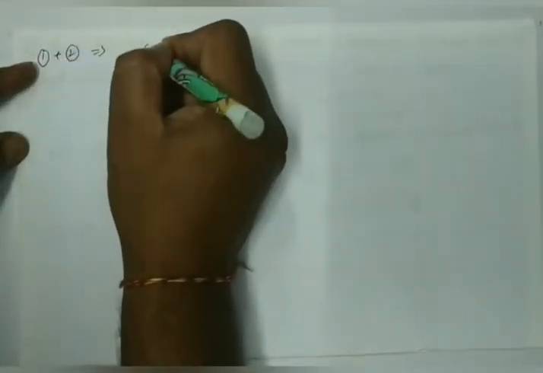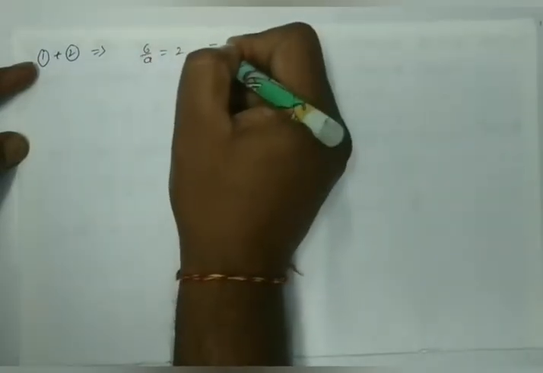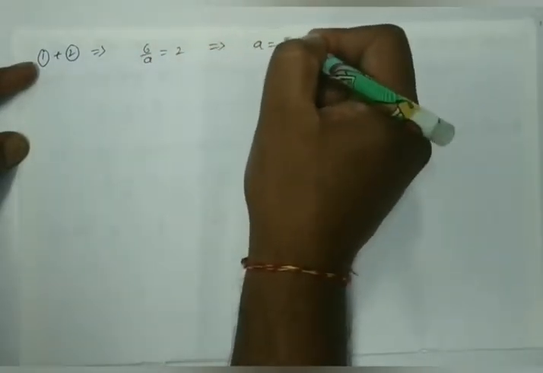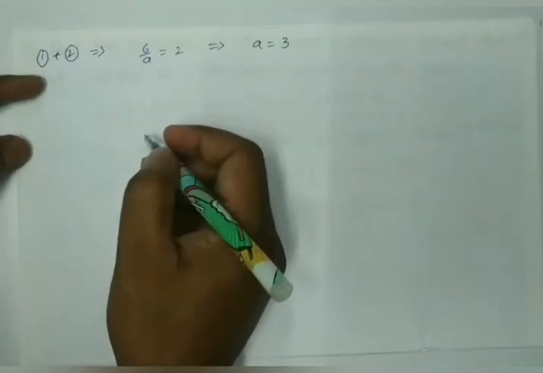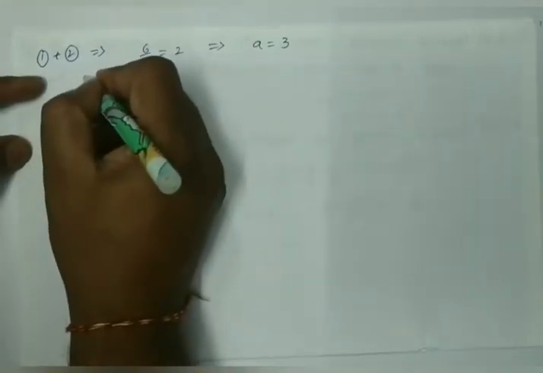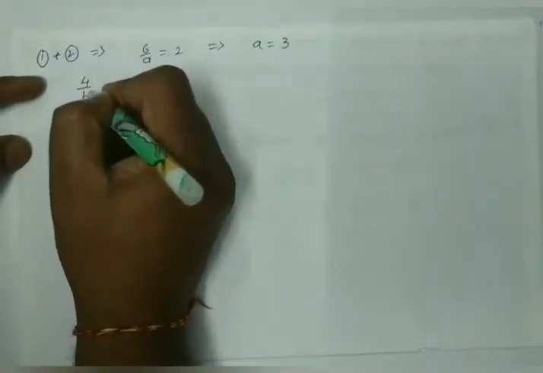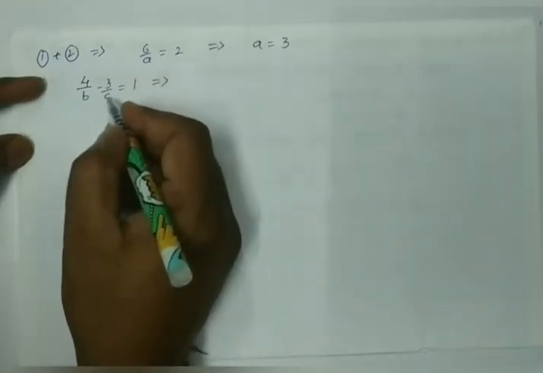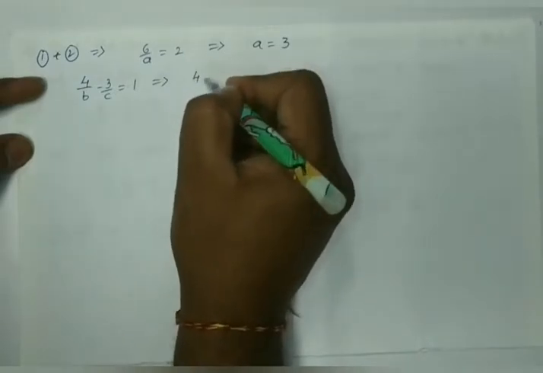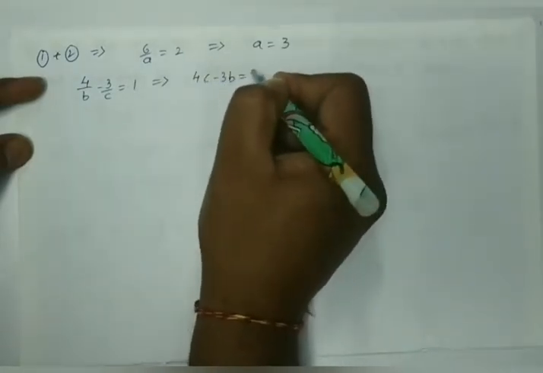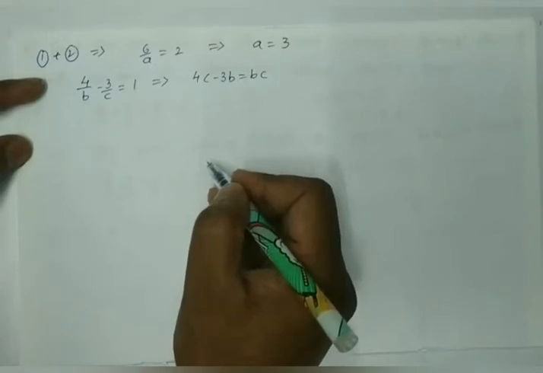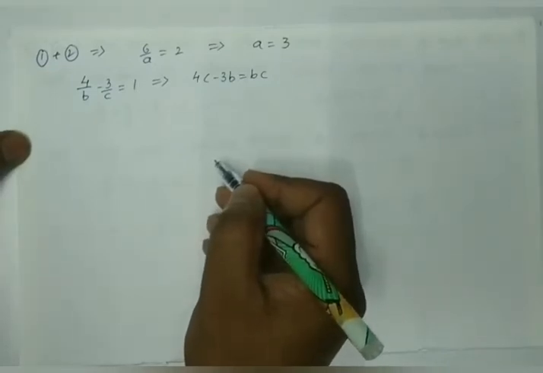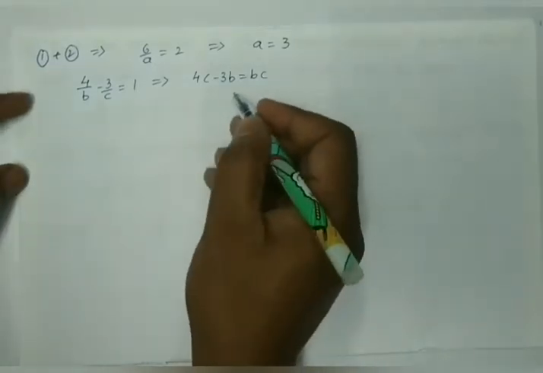By adding equations 2 and 3, we get 6 by a is equal to 2. From this we get a as 3. Now from equation 3, 4 by b minus 3 by c is equal to 1. Here this equation can be written as 4c minus 3b is equal to bc, after taking the LCM and cross multiplication.